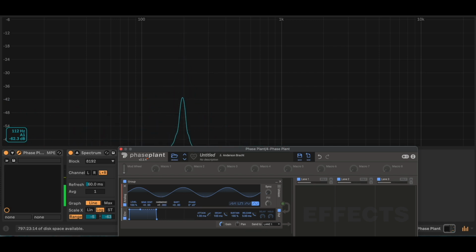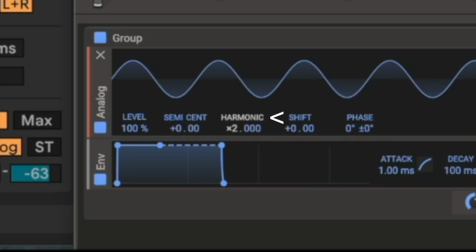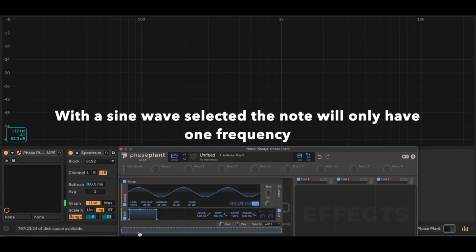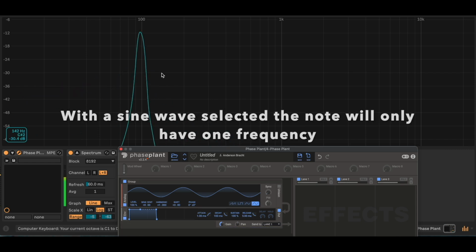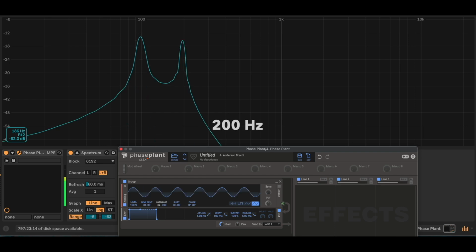Every note has a specific frequency. Setting the harmonics to 2 times multiplies the incoming frequency of the note by 2. We measure frequency in hertz. If you play a G note with a frequency of 100 hertz and have the harmonic settings at 2 times the frequency, it will sound at 200 hertz.